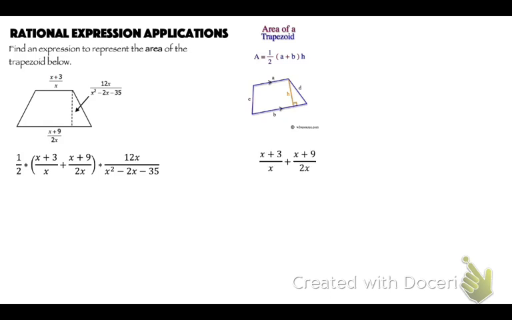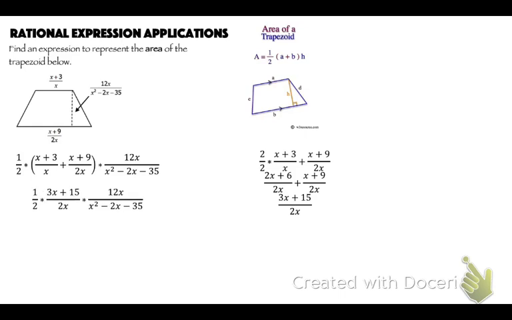So I need to add those two fractions together there. And it looks like the first one is just missing a 2. So I'm going to multiply that by 2 over 2. So that's going to be 2x plus 6 over 2x plus x plus 9 over 2x, which leaves us with 3x plus 15 over 2x. So that's just going to replace that right there.